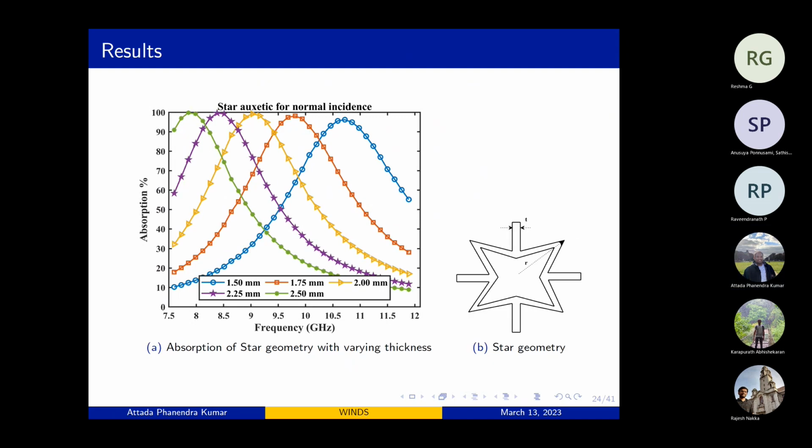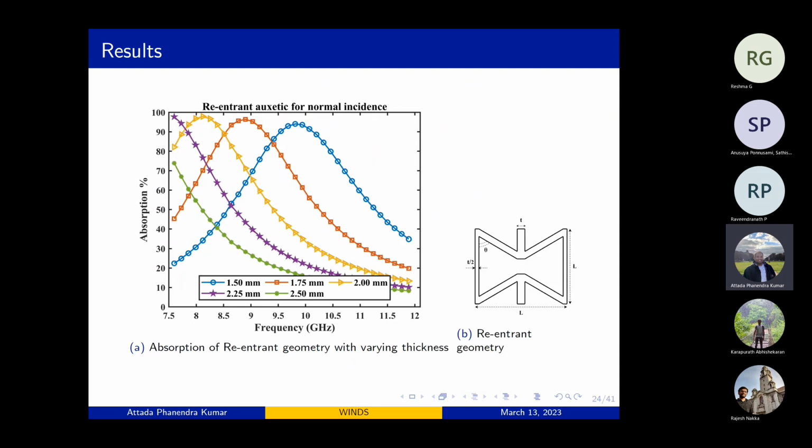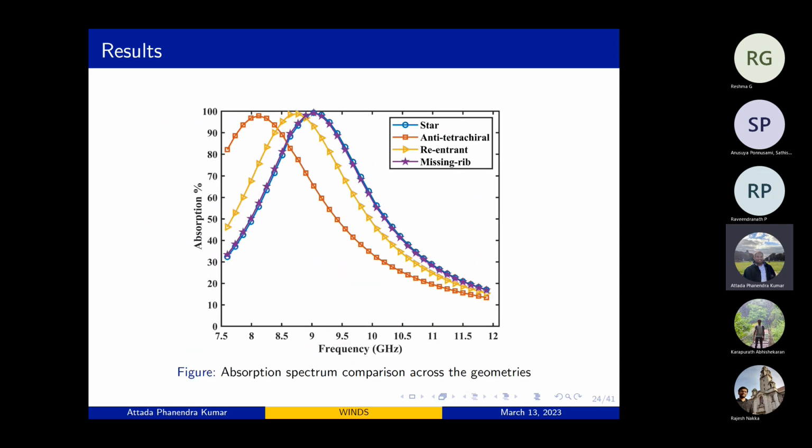Similarly, for star also we have done the same analysis, and for other geometries as well, like reentrant geometry. And then we have compared across the geometries. That was one of the objectives. We wanted to evaluate which geometry is more capable for our application. So we have identified that star geometry is having better absorption capabilities, even though we increase the thickness of the sample. And one more interesting observation we have made is both the star and missing rib have similar absorption spectra.